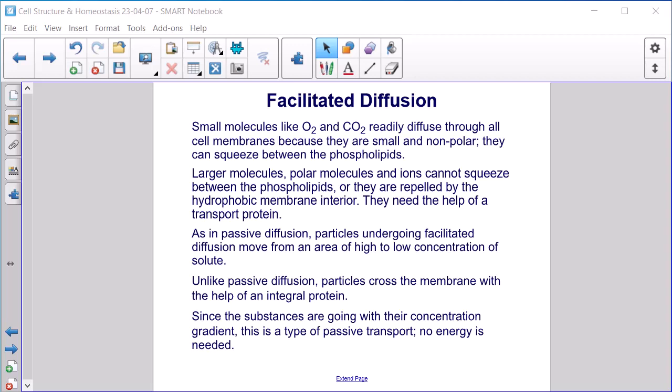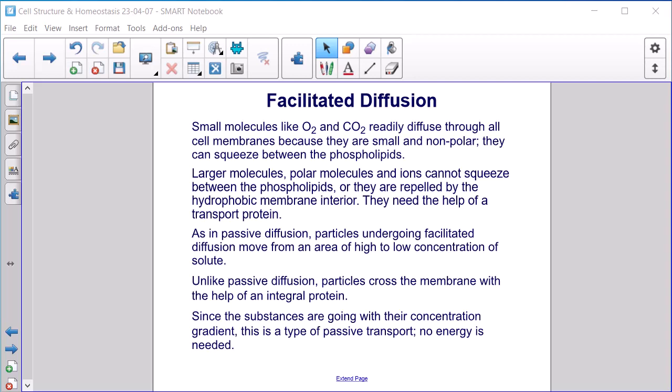They can squeeze between the phospholipids. Larger molecules, polar molecules, and ions cannot squeeze between the phospholipids, or they're repelled by the hydrophobic membrane interior. They need the help of a transport protein. As in passive diffusion, particles undergoing facilitated diffusion move from an area of high to low concentration of solute.